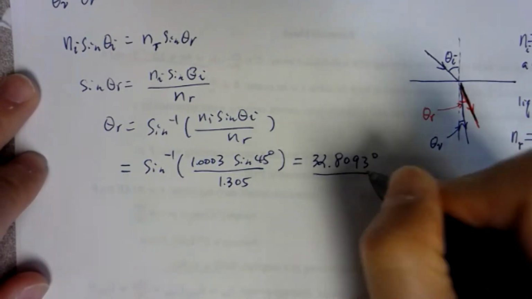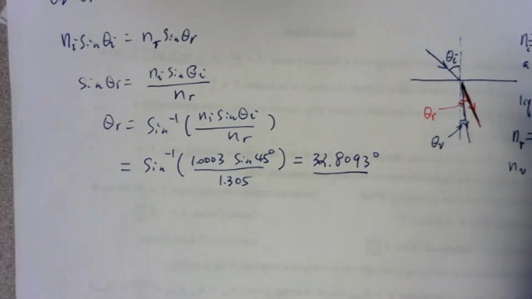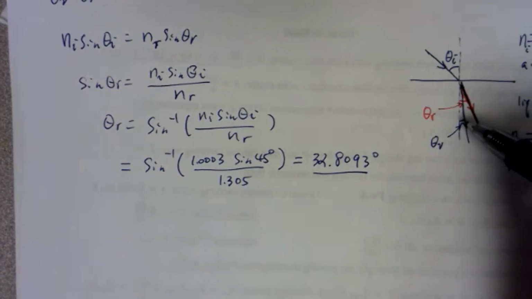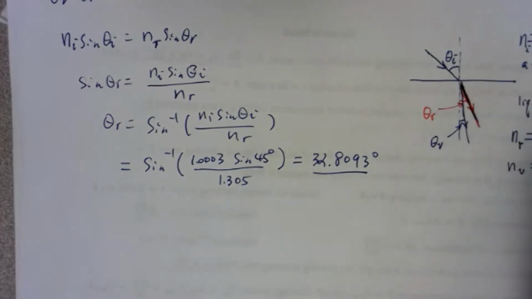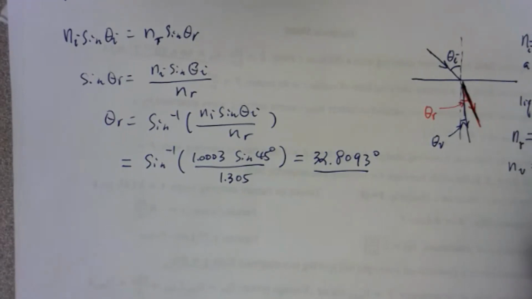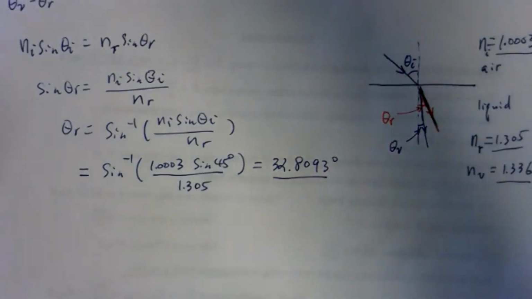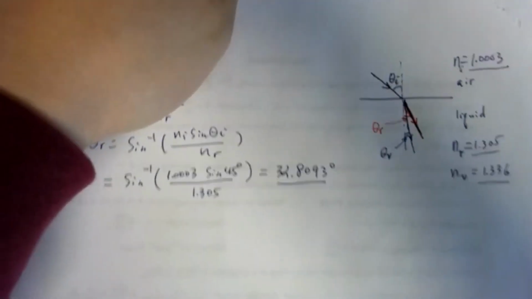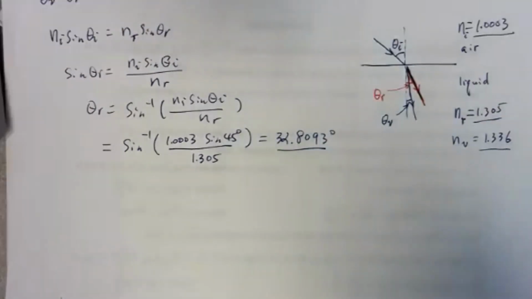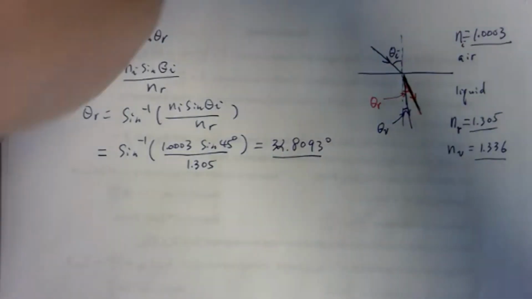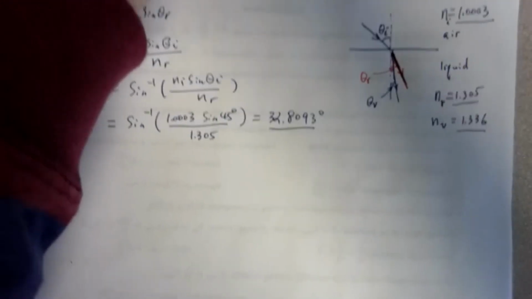32.8093. So we keep extra digits here because these two angles should be pretty close to each other, because the index of refraction is only about 3% of a difference. So it's better we keep some extra digits during the calculation.